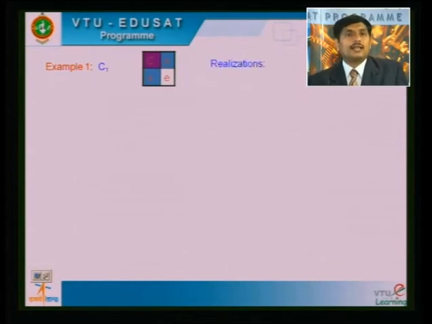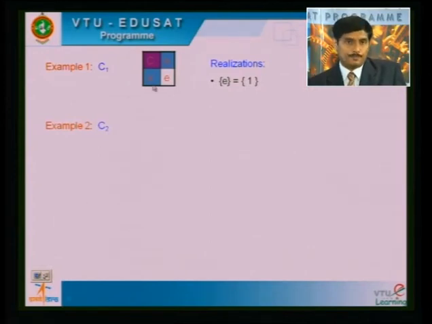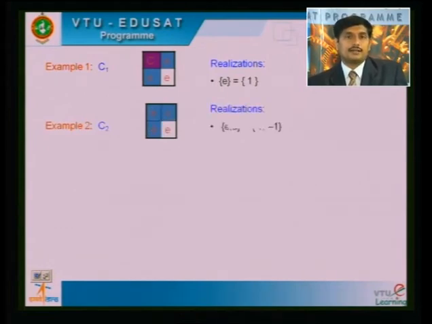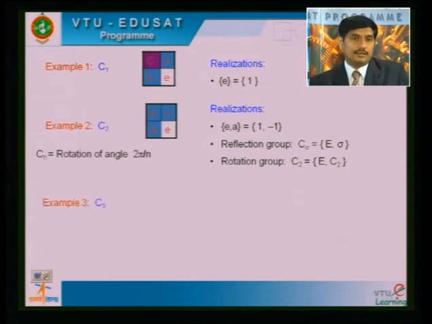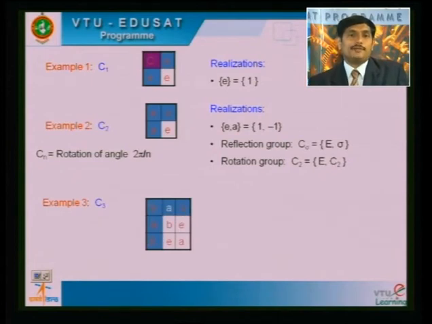Next, we give another example, the realizations. Here C1 has only one element, e, that is e to e, a simple group. C2 has elements e and a, where a squared is e, that is 1 and minus 1. Reflection is sigma, e and sigma, then the rotation group is C2, e and C2. The rotation angle is 2 pi by n. And C3 has elements a and b, where a times a becomes b, and a times b becomes e.